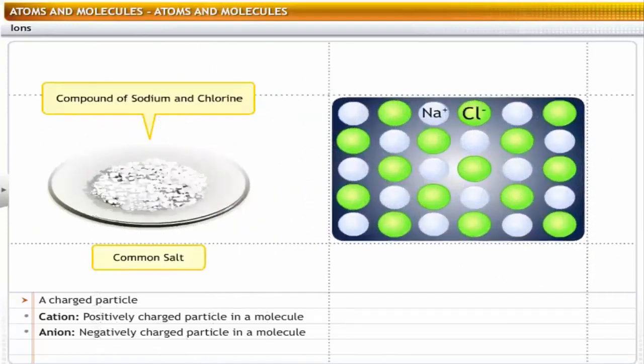For example, common salt is a compound of sodium and chlorine, where sodium is a positively charged particle, and chlorine a negatively charged particle, and each of these is called an ion. Thus, a charged particle is called an ion. The positively charged particle is called cation. On the other hand, the negatively charged particle is referred to as anion.